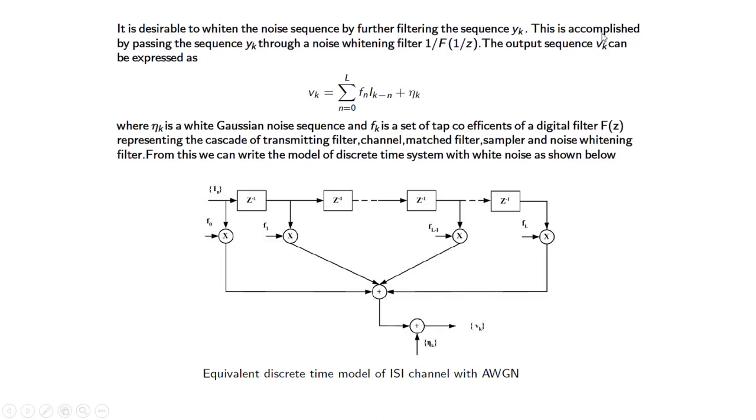So this is accomplished by passing the y_k sequence through a noise whitening filter with response 1 over F(1/z). The output sequence v_k can then be expressed as, because f_n is the whitening sequence and I_k. So this is how the output sequence will look after passing it through the whitening filter, where eta_k is a white Gaussian noise sequence and f_k is a set of tap coefficients of a digital filter F(z), representing the cascading of the transmitting filter, channel, matched filter, sampler, and noise whitening filter. So that means we have passed through these stages: transmitting filter, channel, matched filter, sampler, and then noise whitening. So this is the discrete time model of the channel with AWGN, which is white Gaussian noise. All right.